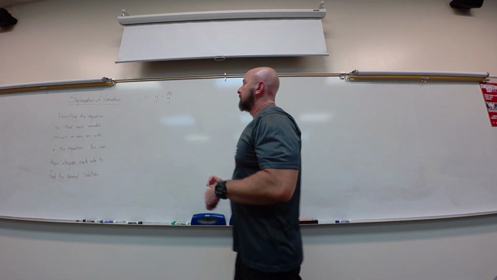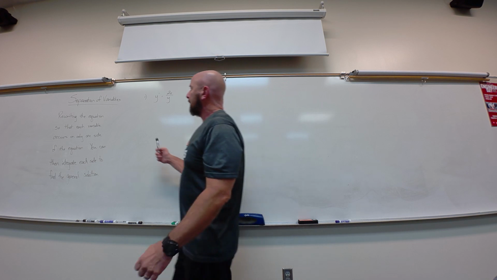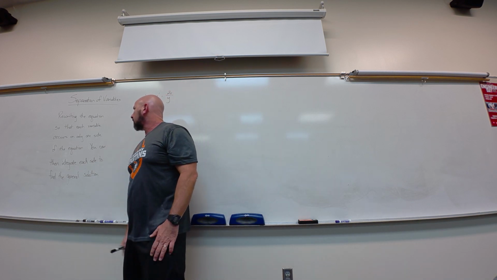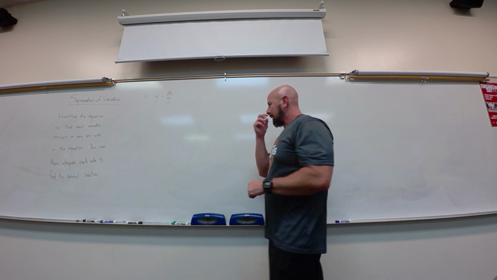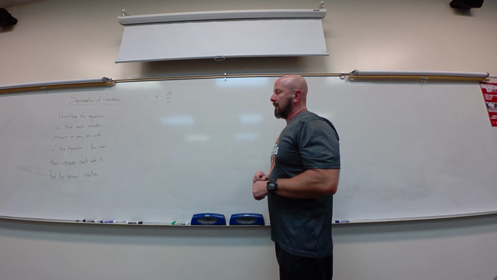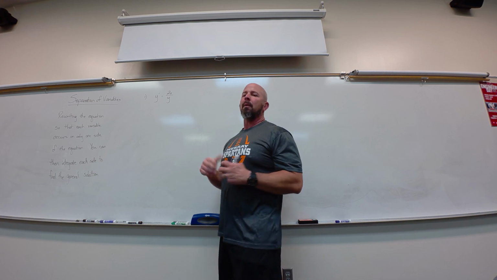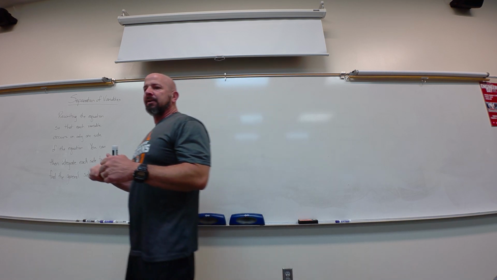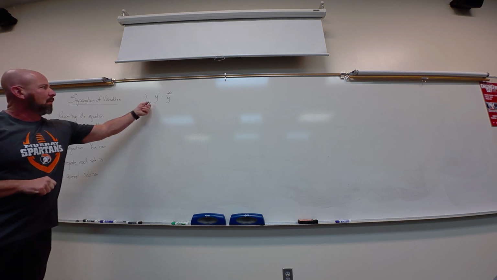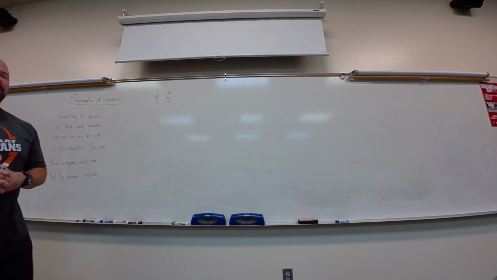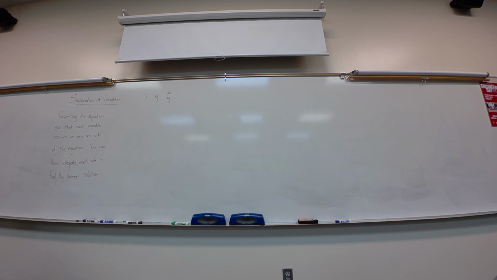Separation of variables. This involves rewriting the equation so that each variable occurs only on one side of the equation. You can then integrate each side to find the general solution. So what we're given is a differential equation, and we're trying to find that original solution. Here I've got y prime equals, there's my differential. I'm wanting to find y equals. Okay, so I'm wanting to find that original equation.